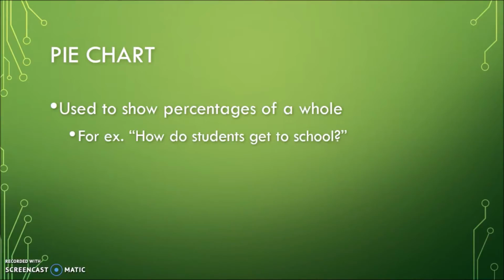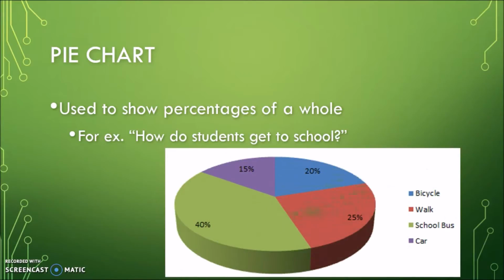Next, we have the pie graph or the pie chart. This is used to show percentages of a whole. Always percentages, okay? A pie graph or a pie chart is always used to show the percentage out of 100%. For example, how do Beaufort High students get to school? We can show this in a pie graph, okay? So the percentage out of the entire student population.